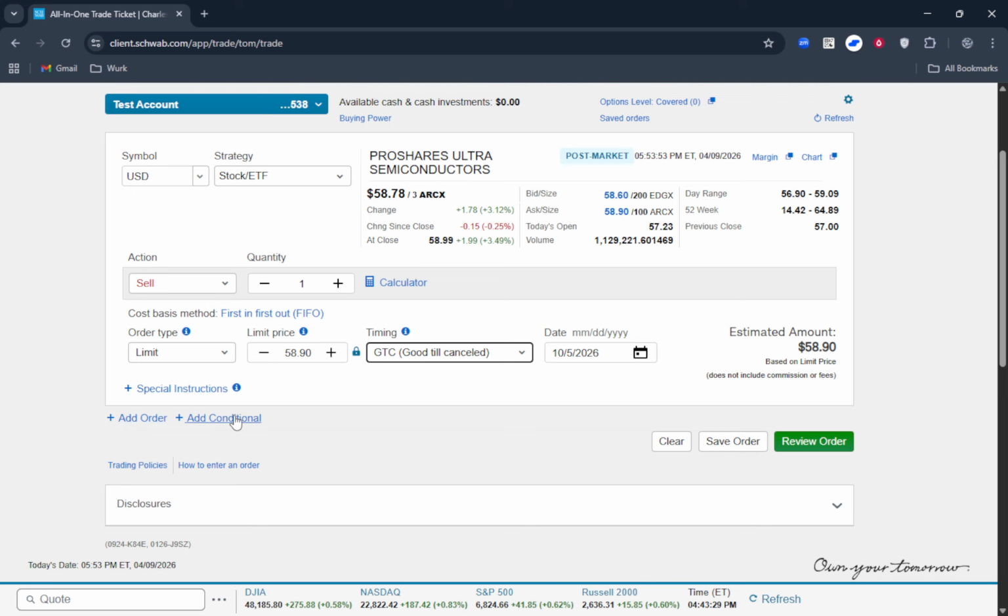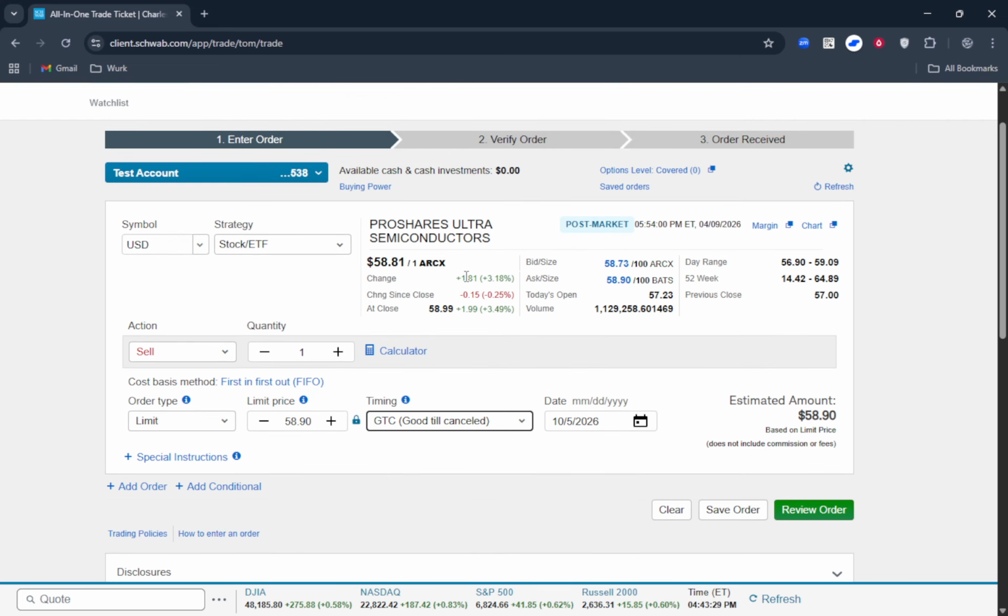A quick note on duration: day orders expire at the end of the regular session if they don't fill. GTC orders persist across days until they execute or reach the maximum allowed duration. You can adjust or cancel a working order if your plan changes. Finally, understand how fills work. Your order can be partially filled if only some shares are available at your price.